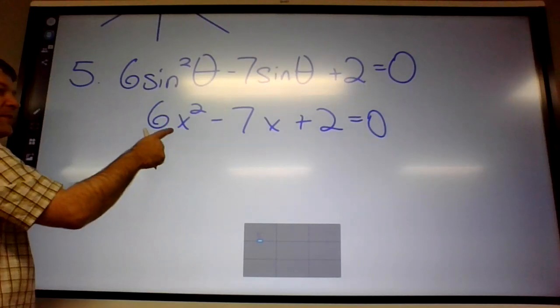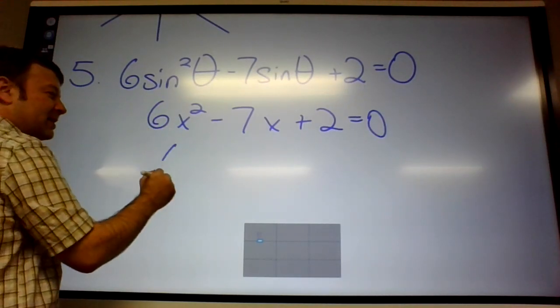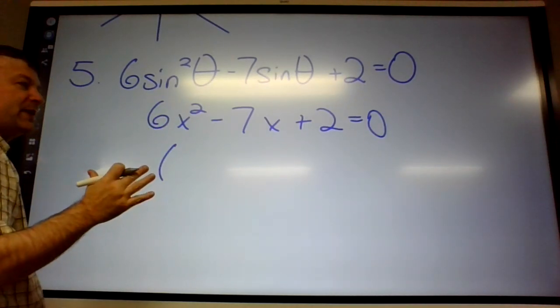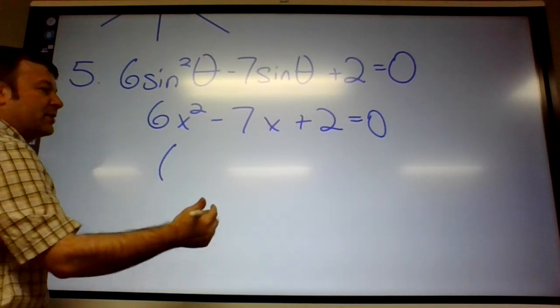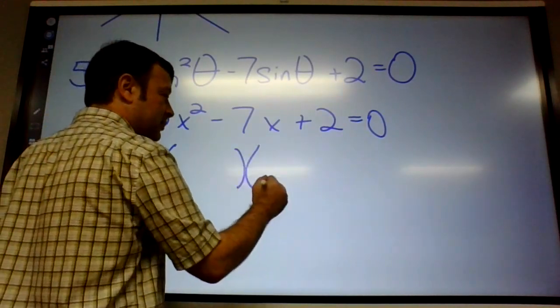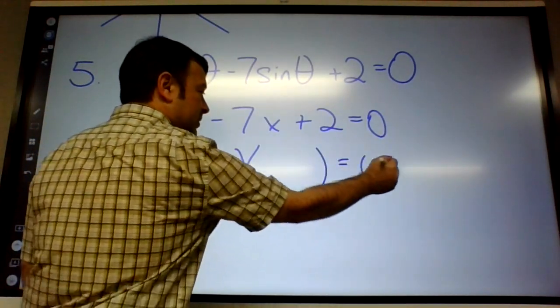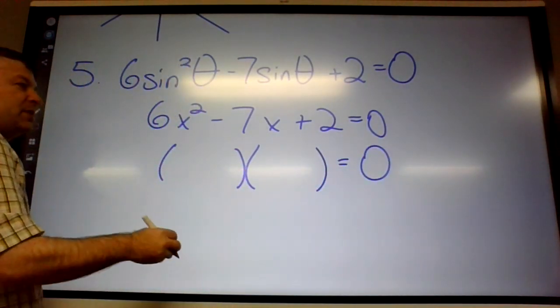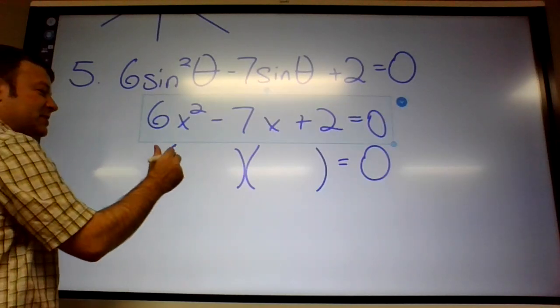Okay, how would I solve this? I'm sure it probably factors. If it didn't factor, you'd have to use quadratic formula. You could do that anyway if you wanted to, but I think factoring is usually faster for me. So, what goes into 6x squared?